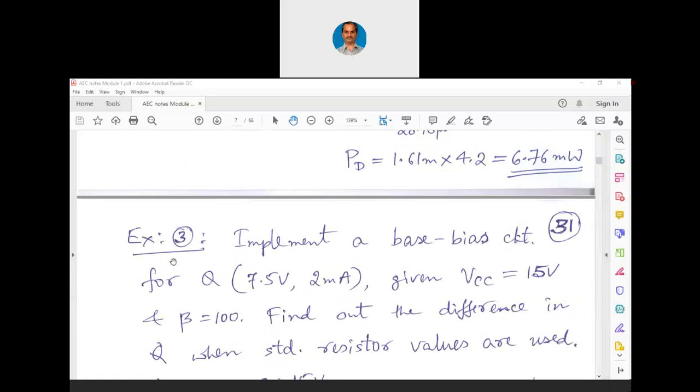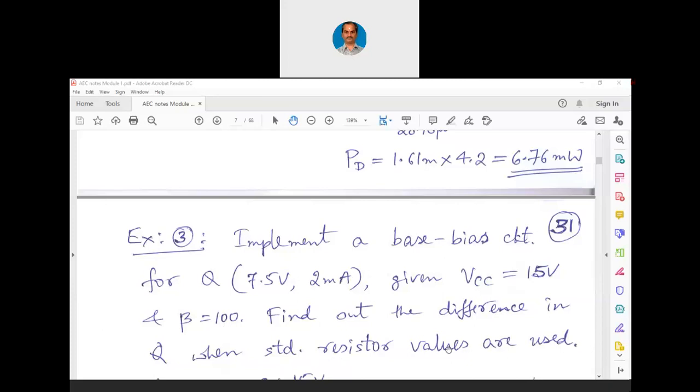Implement a base bias circuit for a quiescent point of 7.5 volts. Look at this. VCC given is 15 volts. We want it to be exactly half on. So we want VCE to be 7.5 volts and we want current to be 2 milliampere. This is our requirement. VCC is 15 volts, beta is 100. Can you find out the resistor values now? You already know the formula, right?